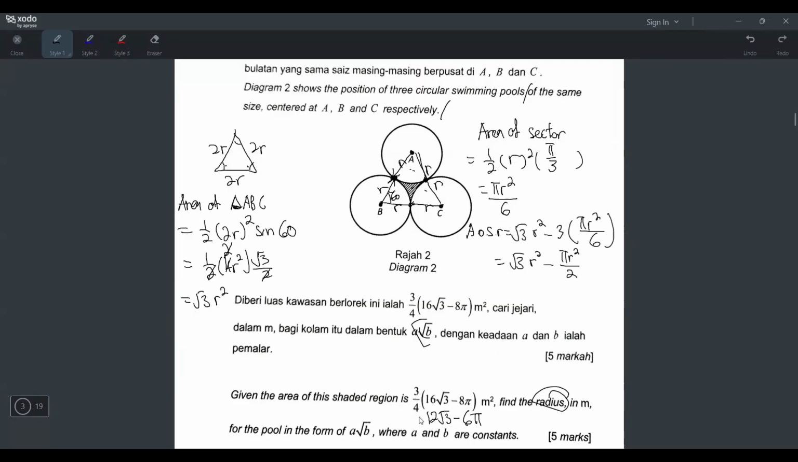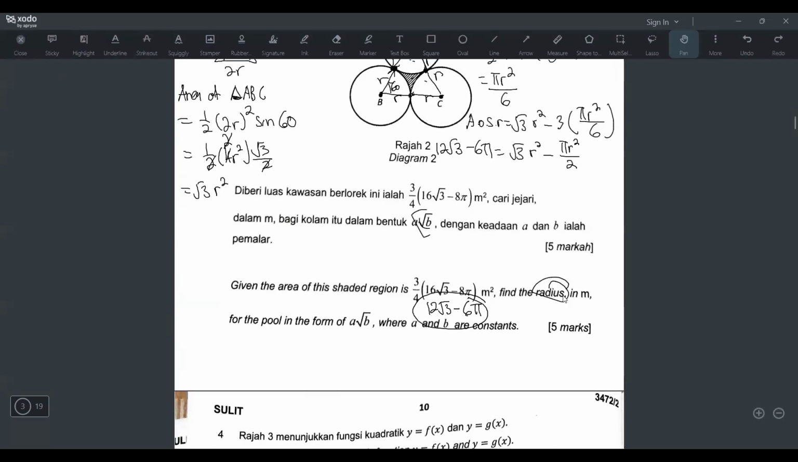Now they mentioned that the shaded region area is this, so I can compare with it. I just write it on this side: 12 square root 3 minus 6 pi. All right. Now the question asks to find the radius, right? So now it's possible to find the radius. But first, your radius R appears 2 times, so I think we should factorize it. Otherwise, we can't find our R later.